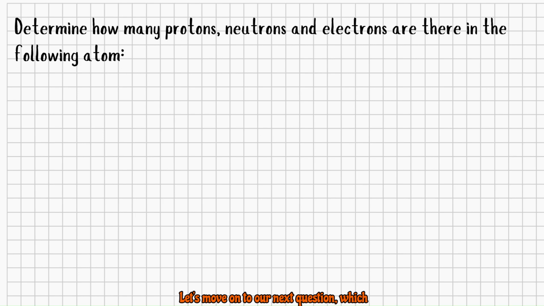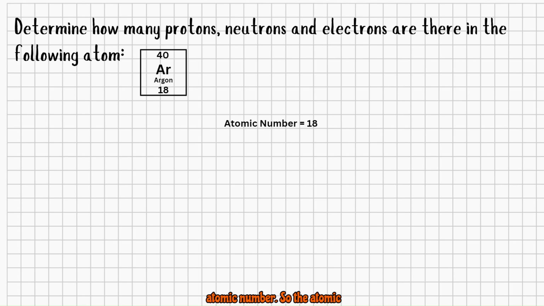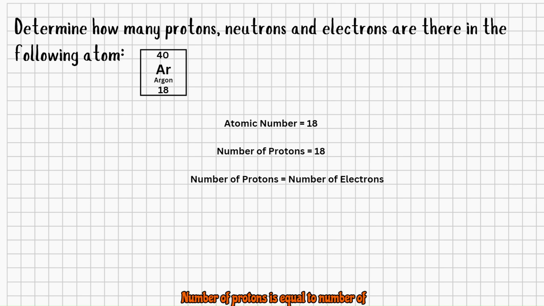Let's move on to our next question, which is determine how many protons, neutrons, and electrons are there in the following atom. This time we have the element argon. Ar is the symbol for argon, and 40 is its mass number, and 18 is the atomic number. So the atomic number is equal to 18, which means that the number of protons is equal to 18. Number of protons is equal to number of electrons.